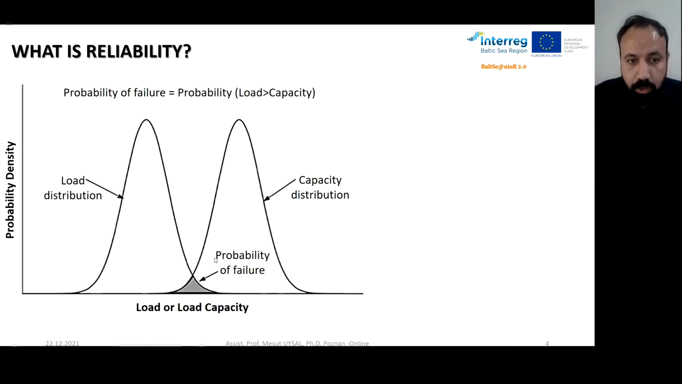We apply load to this material or joint or the construction. So if we pass this shaded area, failure starts. But what is the failure rate? We need to measure it.